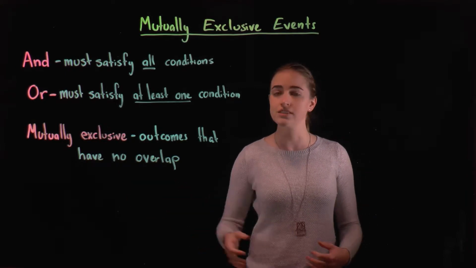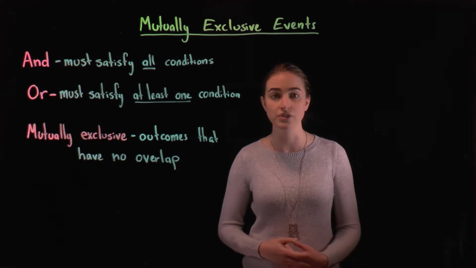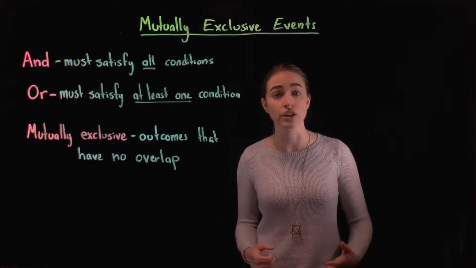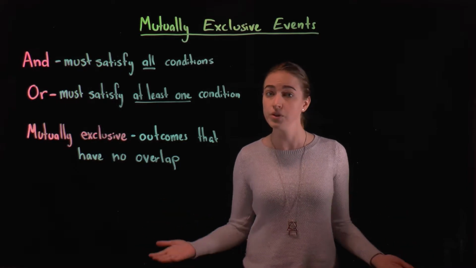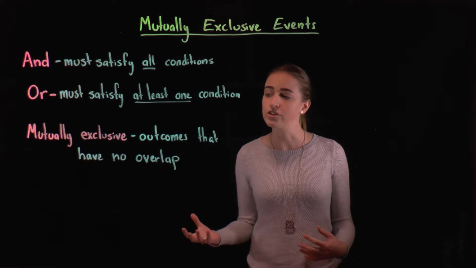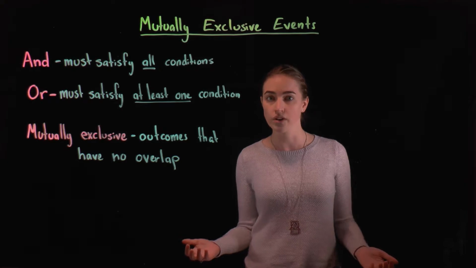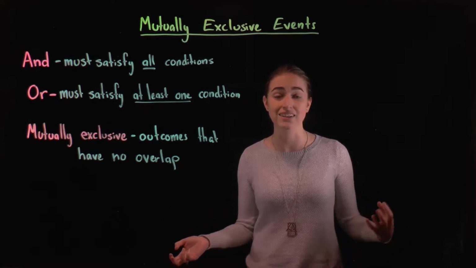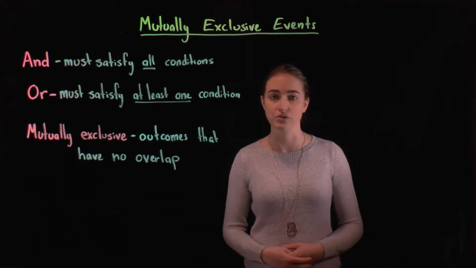The third definition is the term mutually exclusive. If we say that events are mutually exclusive, it means that there's no overlap. If we think about rolling a die, odd and even numbers are mutually exclusive because there's no number that can be both on a die. If we say even and greater than 3, they're not mutually exclusive because, say, 4 and 6 are even and also greater than 3. Because there's overlap, they're not mutually exclusive.